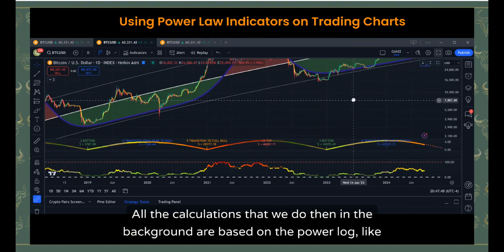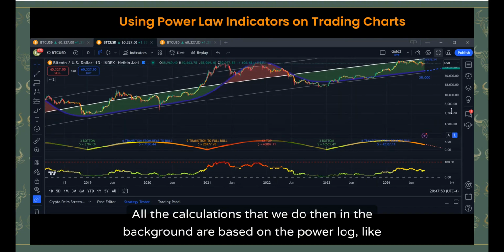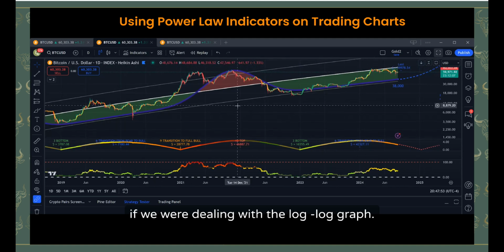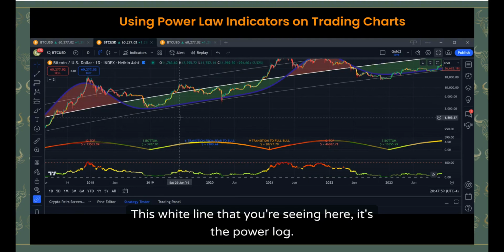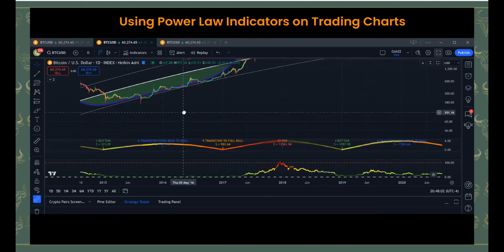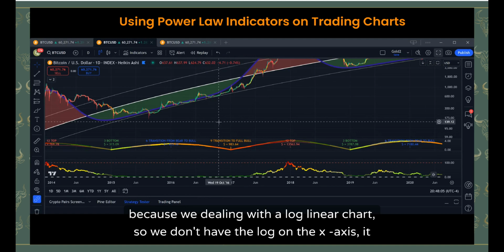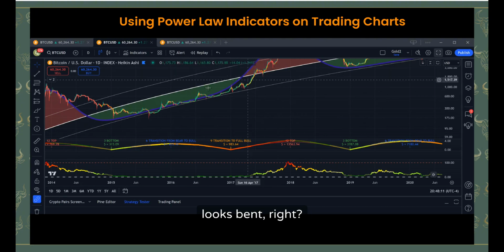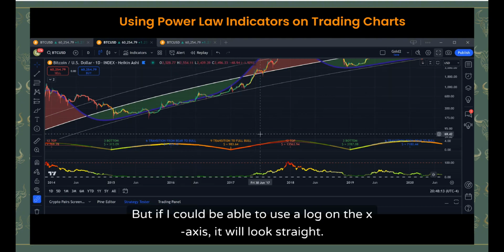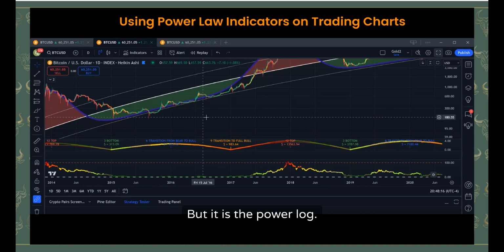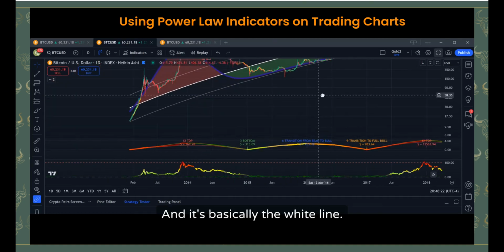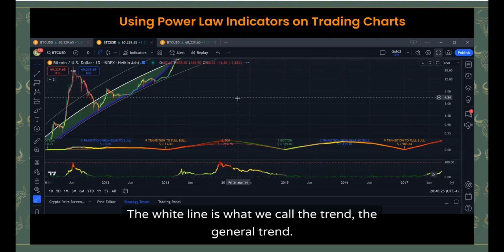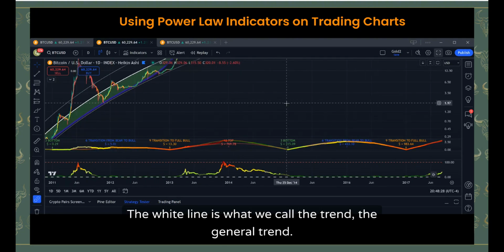And all the calculations that we do in the background are based on the power law, as if we were dealing with the log-log graph. And so this white line that you're seeing here, it's the power law. But you see, because we're dealing with a log-linear chart, so we don't have a log on the x-axis, it looks bad, right? But if I were able to use a log on the x-axis, it would look straight. But it is the power law. All the math that we're using is the power law math. And it's basically the white line. The white line is what we call the trend, the general trend.